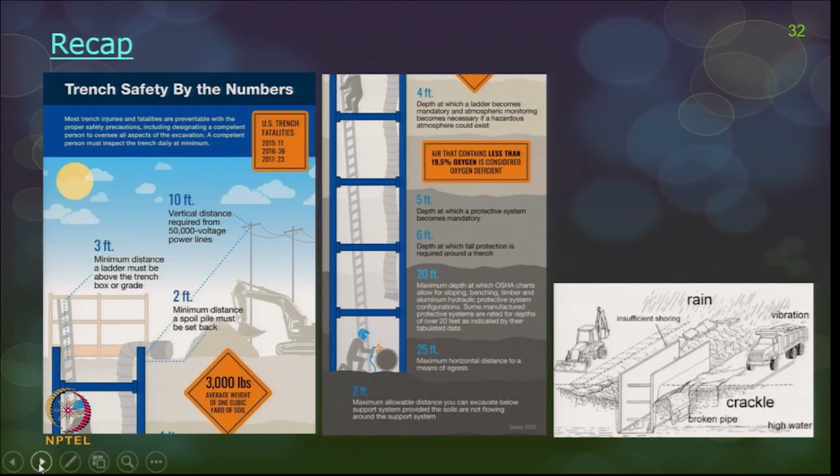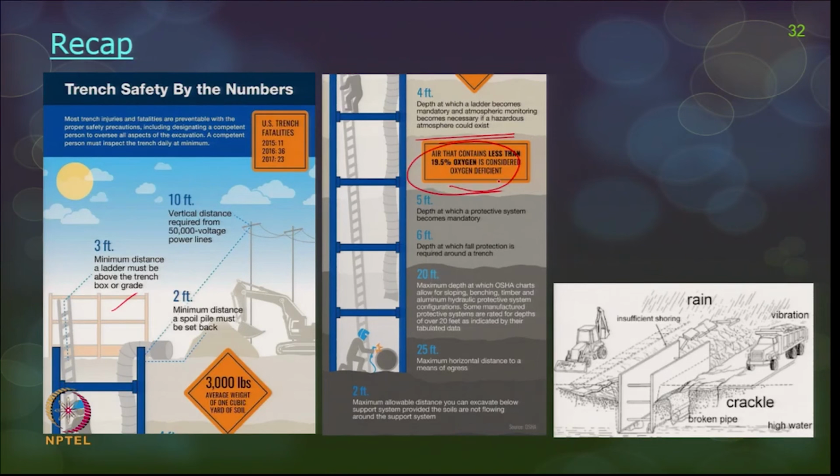So, trench safety by numbers, this is one of the pictures which I liked, an infographic. Okay, 3 feet minimum distance, a ladder must be above the trench box or grade. 2 feet the minimum distance a soil pile must be set back. Then 10 feet vertical distance required from 50,000 volt power lines. 4 feet the depth beyond which a ladder is compulsory, and beyond which air also may be toxic.